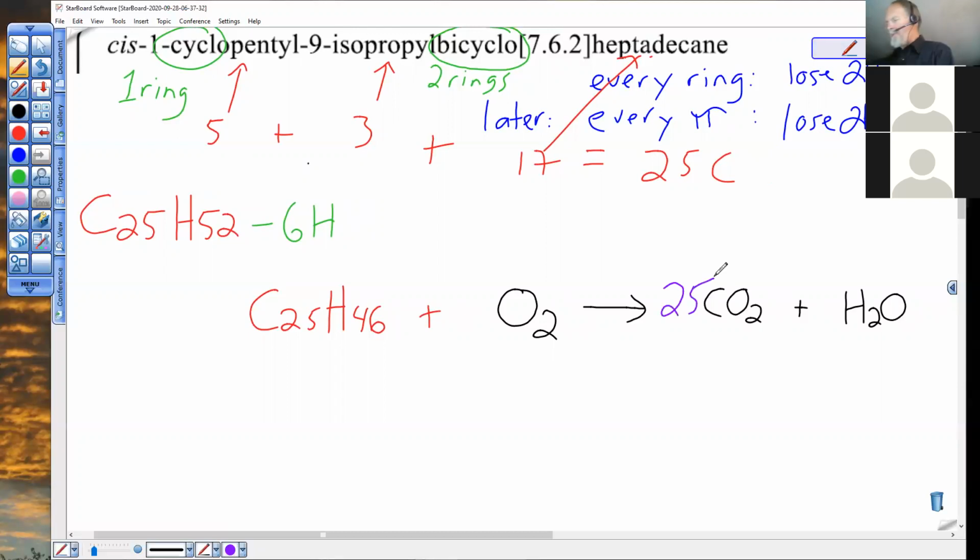And then the hydrogens, 46 here. How do you get 46 out of here? You put a 23. Half of 46 is 23. And having done this for 30 years, I know that this is going to be one of the ones where I have to multiply everything by 2, but I don't know that yet because I'm pretending I haven't done it for 30 years. Add up your oxygens on the right side.